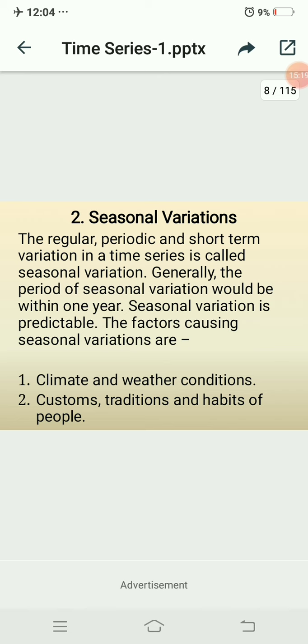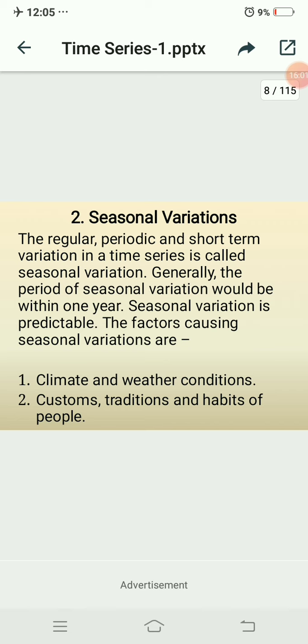For example, you need to consider the rainy season and winter season, and many festivals like Deepavali and Ganesha Habba. According to the festivals, the rates of the materials related to the festival will automatically increase. After the festival is over, the rates automatically decrease. These are examples of seasonal variations, and these are regular.